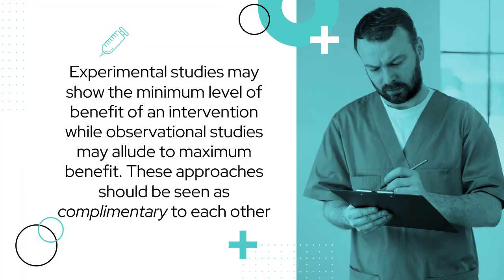So as I was getting at, experimental studies and observational studies should not be seen as mutually exclusive. They are complementary to each other. Experimental studies are going to show the minimum level of benefit of an intervention, while observational studies are going to show the maximum level. So again, looking at that drug example, the minimum benefit that you're going to get is just taking that drug as is, right? In terms of the observational side of things, that's going to tell us if the intervention is actually very beneficial, because you're going to get compliance rates and really see the real world applicability of it.